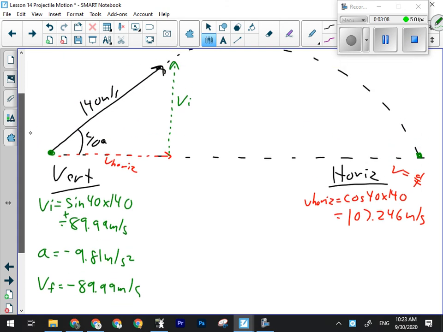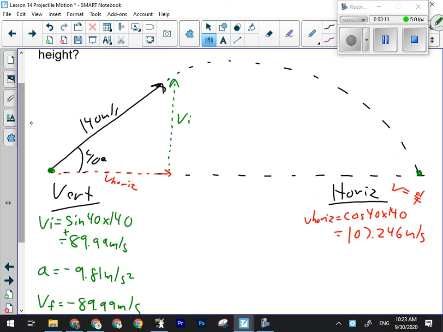Let's see if you can get the rest of it, including the maximum height. You have enough information now, you should be able to move a few steps forward if you were stuck. So what's my next step if I'm going to start by trying to find the horizontal distance traveled? What else do I need? I need time.